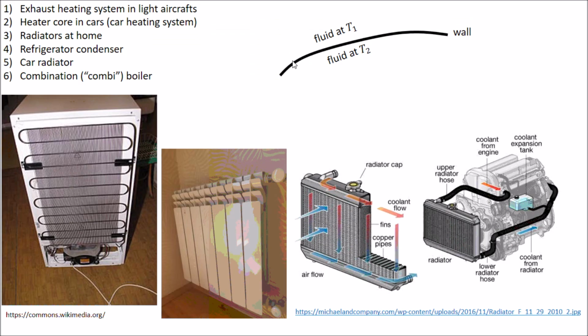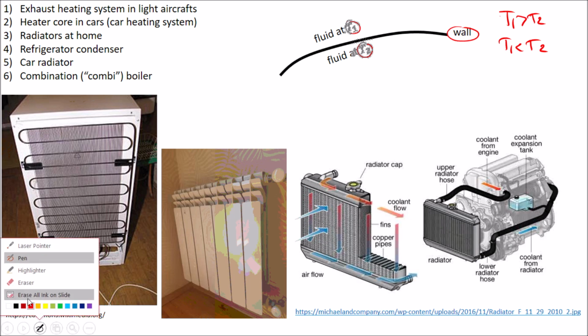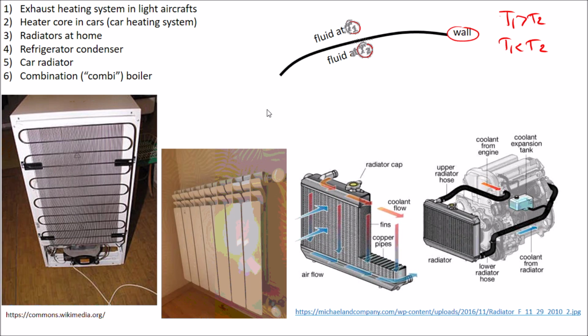So the general configuration for the heat exchangers is that on one side we have fluid at T1, and on the other side you have the fluid at T2, and in between you have the wall. This is the general configuration of the heat exchangers. It can be that T1 is greater than T2, or T1 is less than T2. Both are possible.